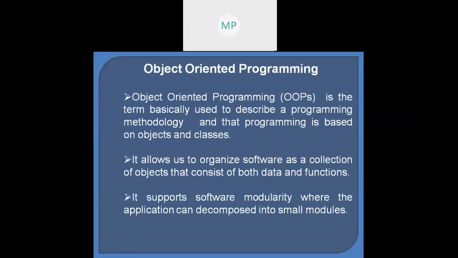So object oriented programming is the term basically used to describe a programming language, and it is based on objects and classes. What is an object, what is a class, we will tell you in detail in coming lectures. But for the time being, it is a programming language based on classes and objects. It allows us to organize the software as a collection of objects that consist of both data as well as functions.